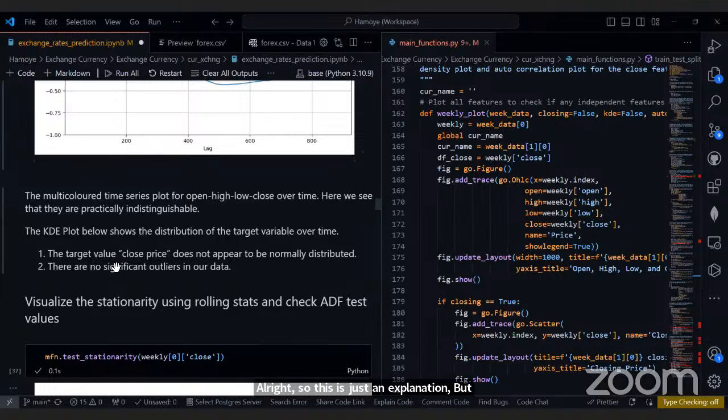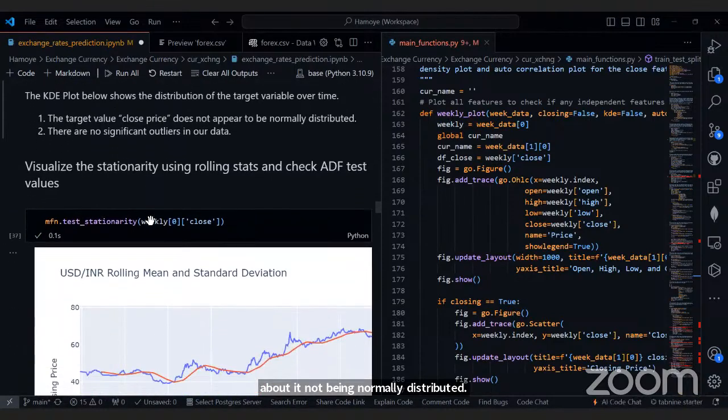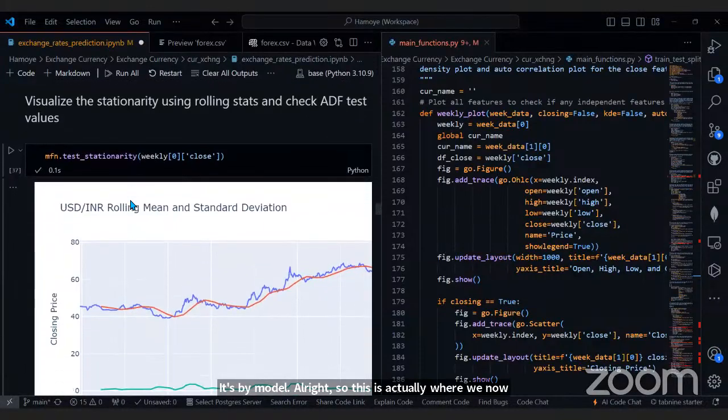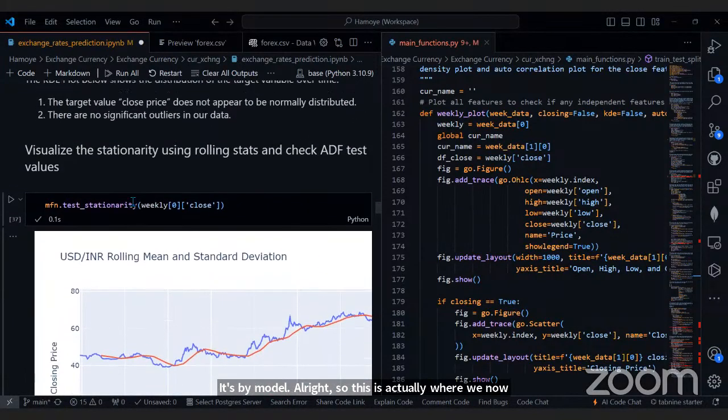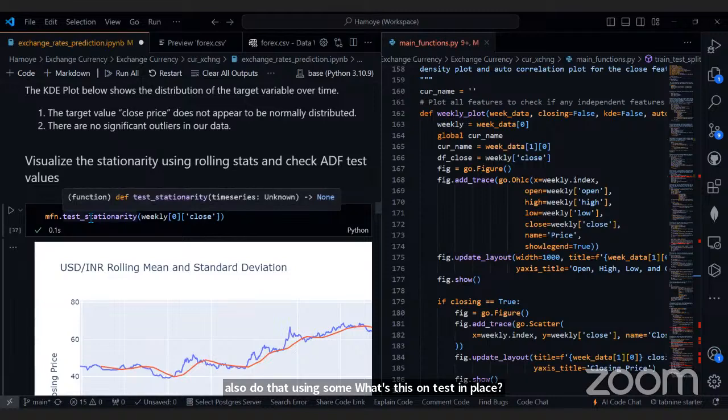All right, so this is just an explanation, but I've explained all the stuff in detail. Yeah, I talked about it not being normally distributed. It's bimodal, right? So this is actually where we now do the whole stationarity of a thing. We try to make the chart stationary, right? And we also do that by putting some tests in place. So we have a function that tests for stationarity.